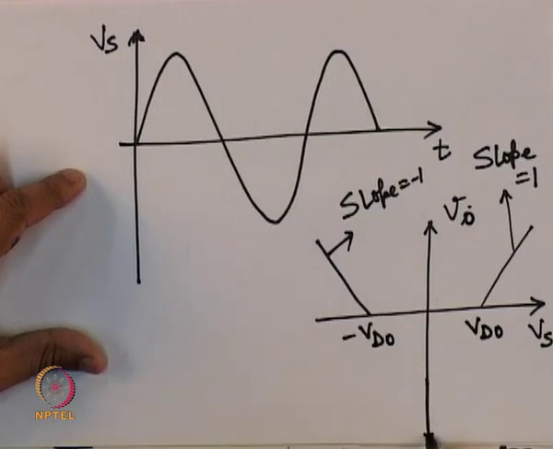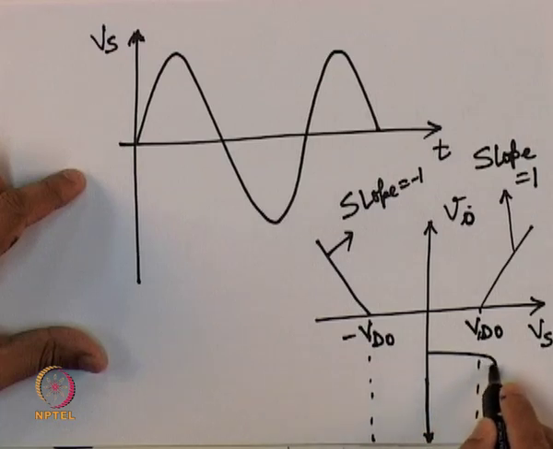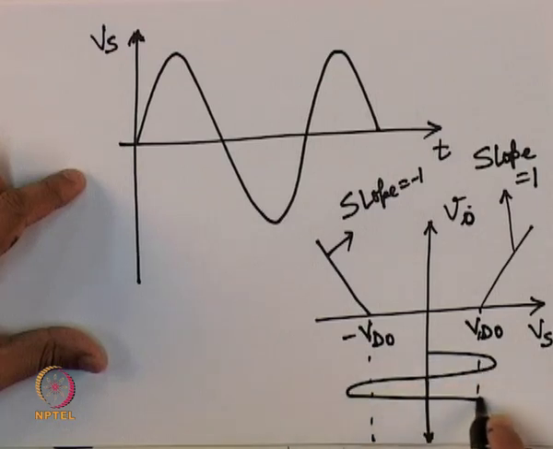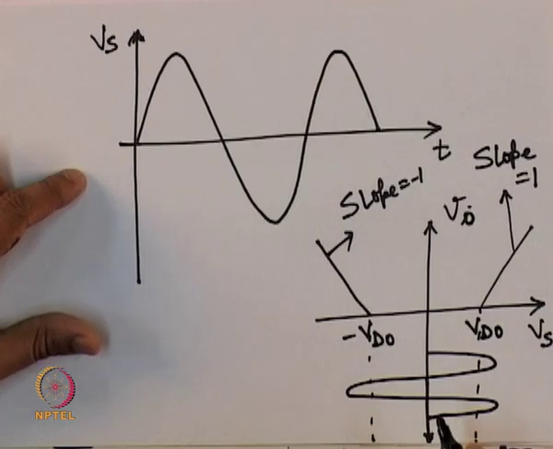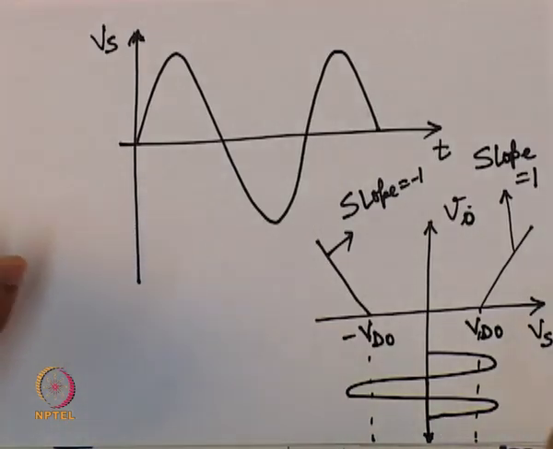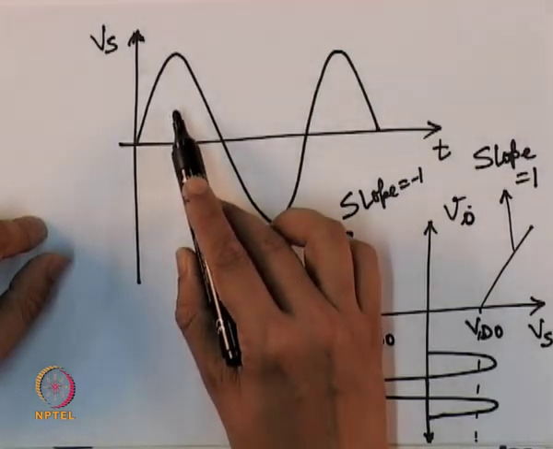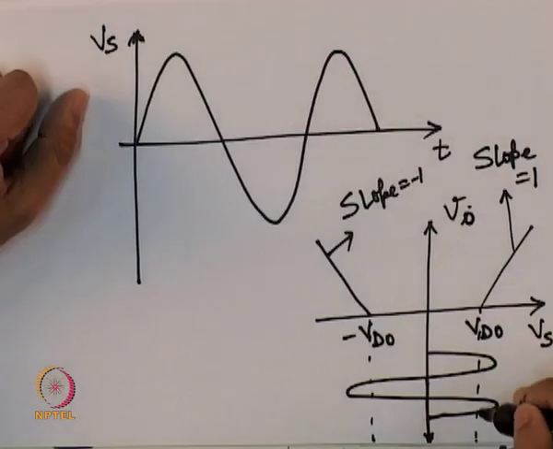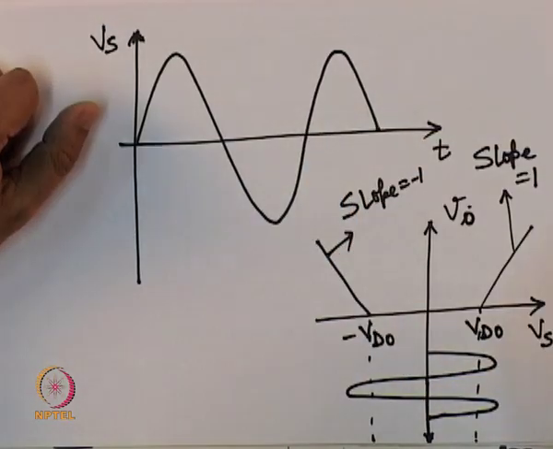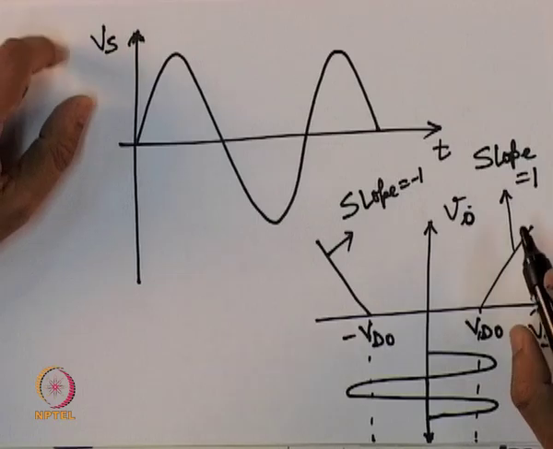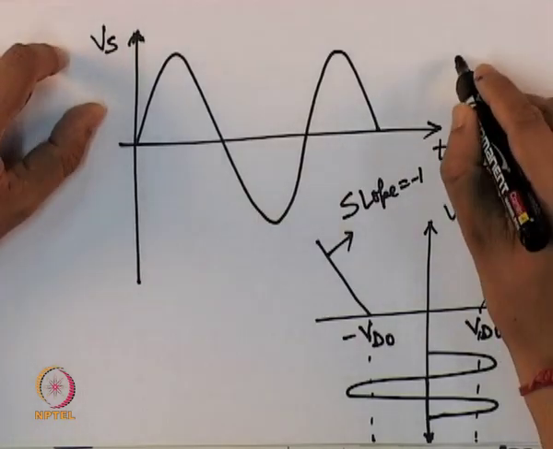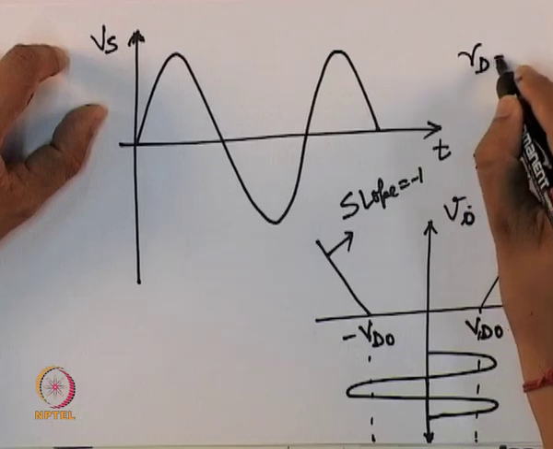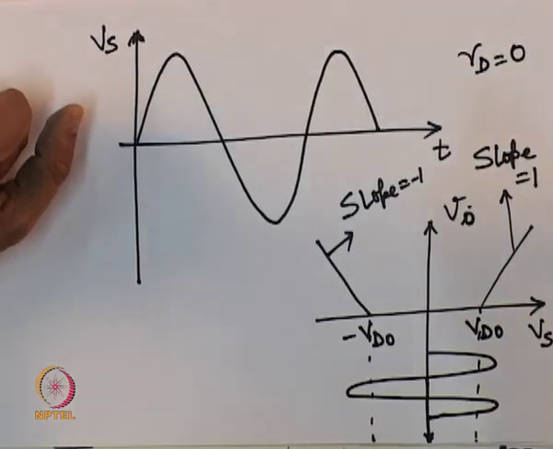And suppose we have an input sinusoidal voltage like this. Okay. So, this is my Vs, this curve I have shown it here, a slightly exaggerated version of this one. Now, here the slope is 1 because we are assuming that the internal resistance of the diode is equal to 0.